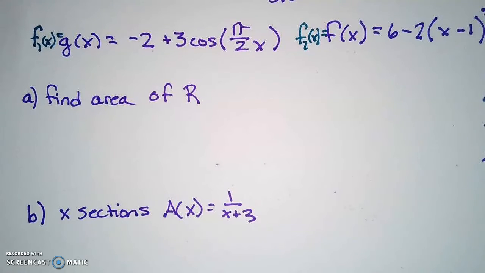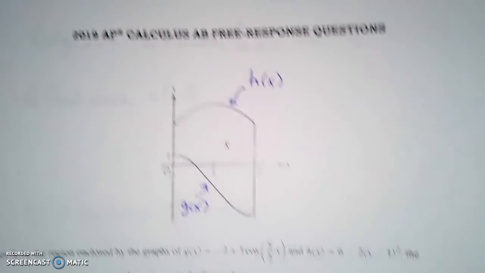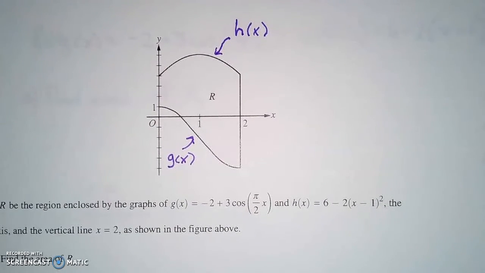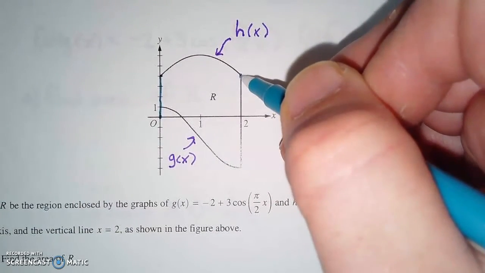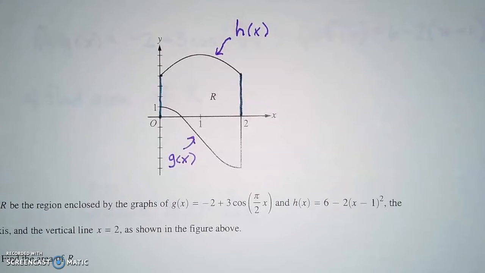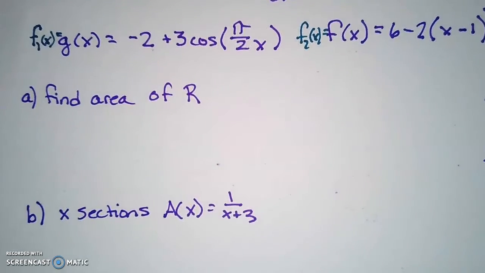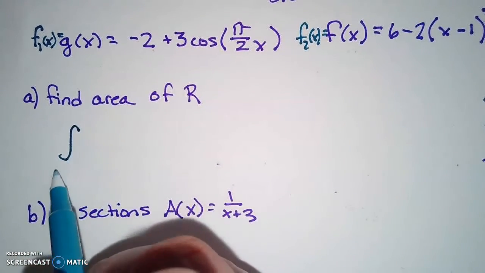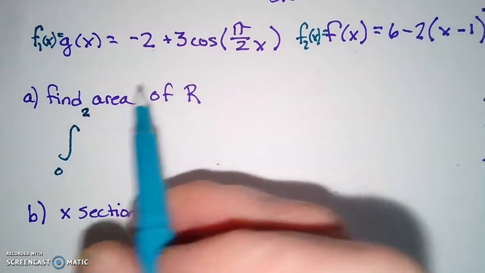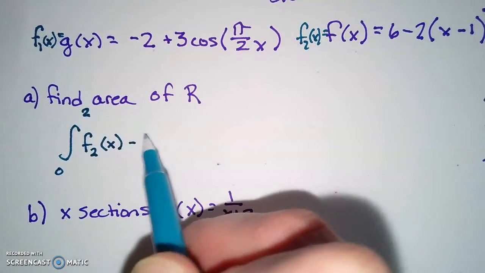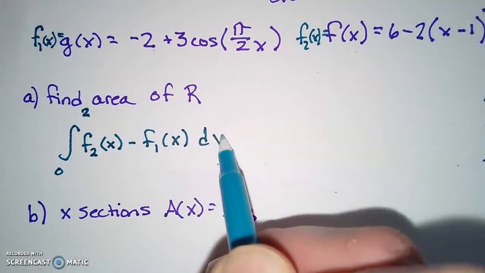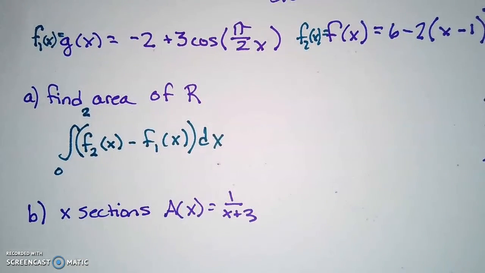So the very first question is, find the area of R. Area is just upper minus lower. If we look back at the question, we need to know where the region starts and where the region ends. We're moving along the x-axis, so we're going to start at x equals 0, moving to x equals 2, and the upper will be h of x minus the lower. So the area is going to be the integral from 0 to 2 of the upper curve, which for me is f2 of x minus f1 of x dx. Technically, I need parentheses here to make that all the way right.